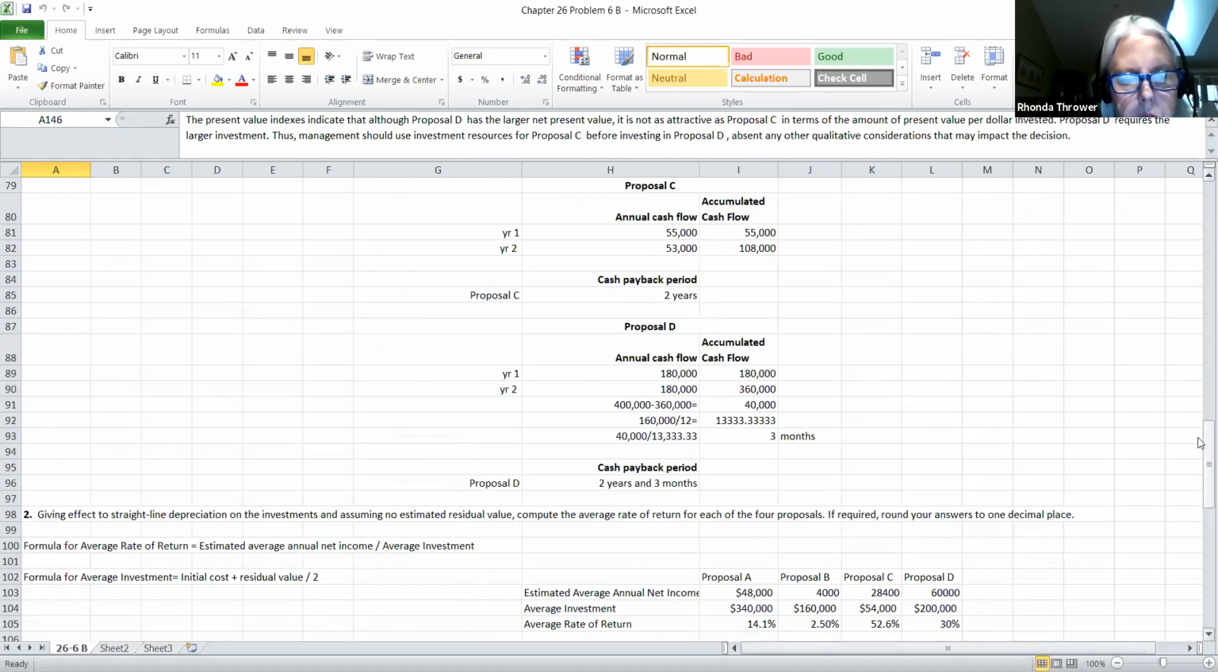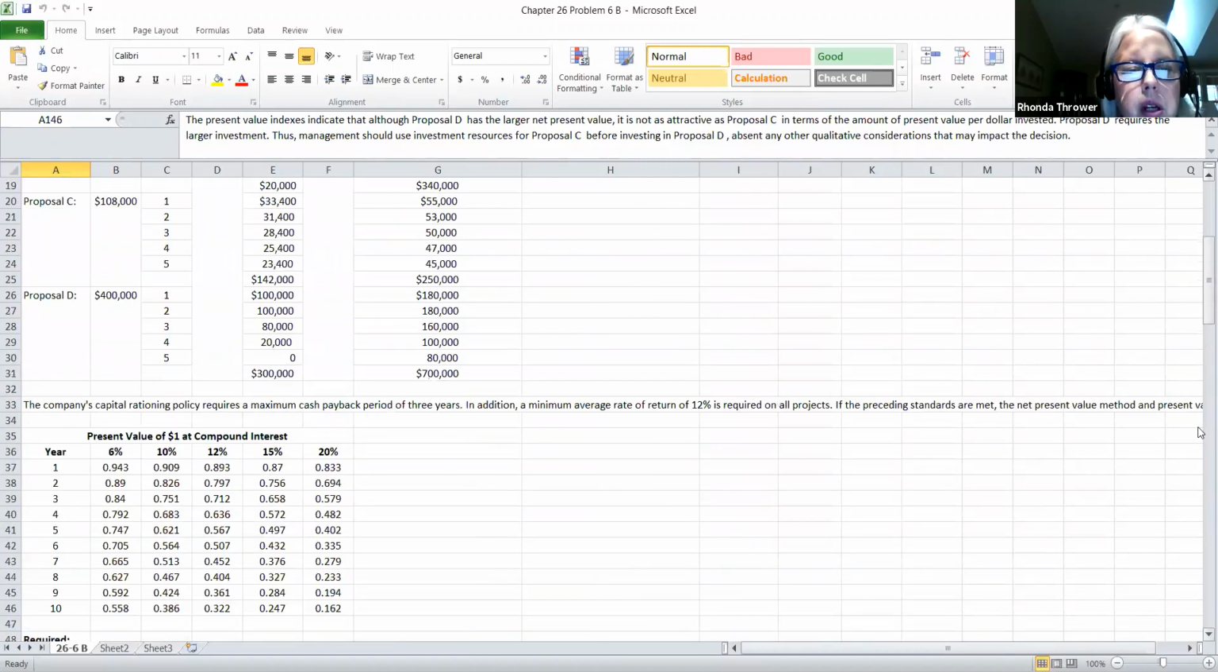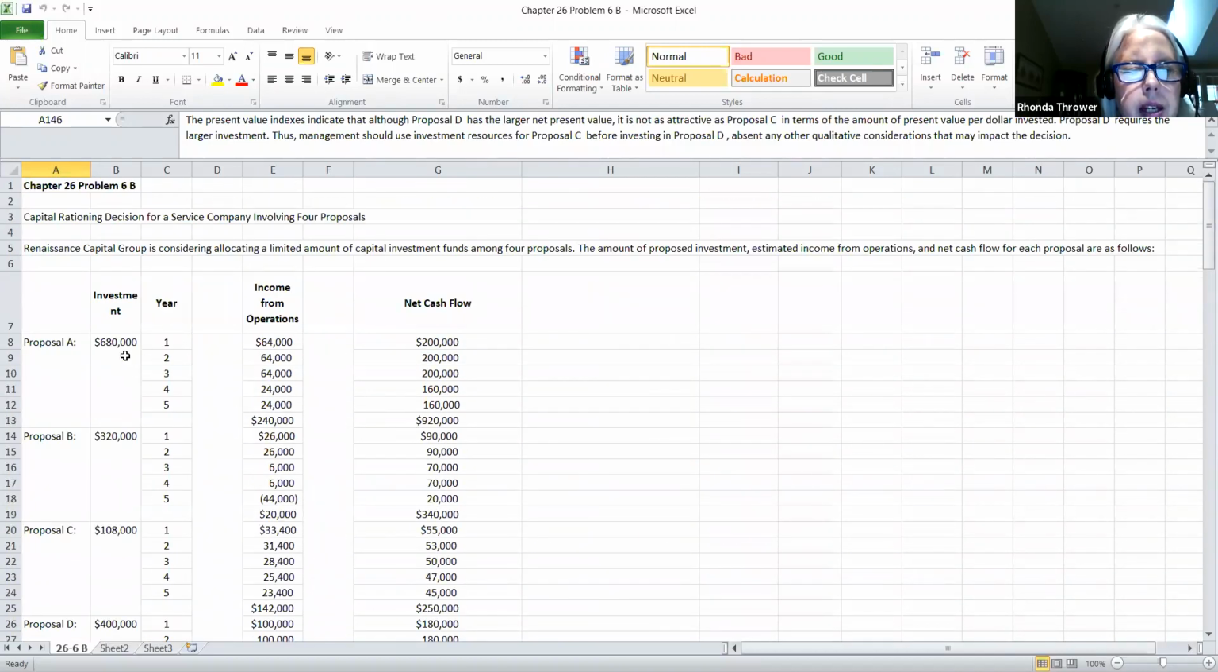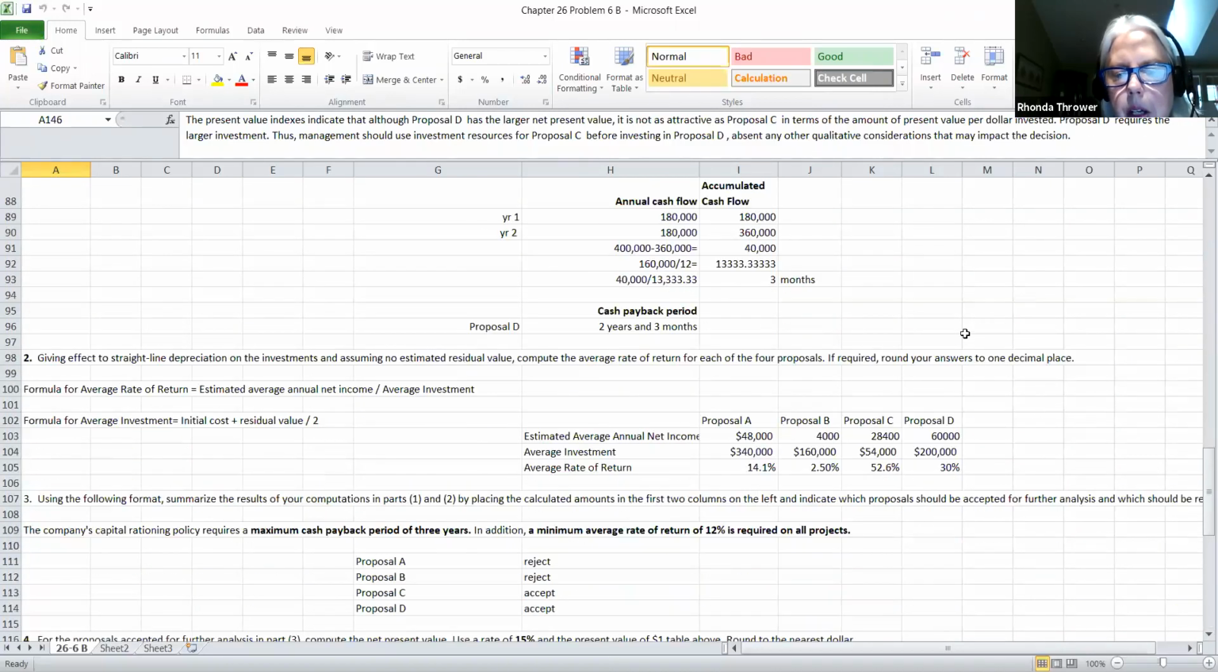Let me see where they told you that. Right here in part 2, assuming there is no residual value. So we don't have to worry about residual value. All we're going to do is take the initial cost of the investment and divide it by 2. The initial cost of proposal A is $680,000. So we're going to simply divide this by 2, and that will give us the average investment.